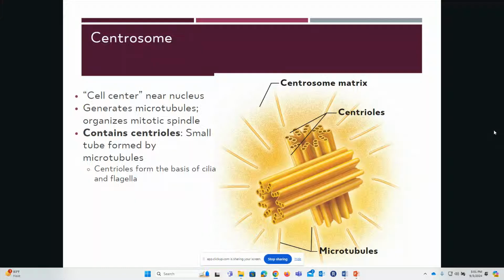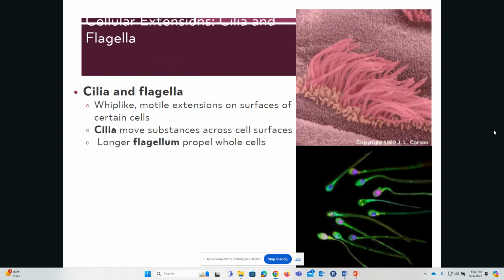What makes microtubules, though, since they're so important? Well, microtubules are made by centrioles. Centrioles are found in an area close to the nucleus called the centrosome. There's generally two centrioles in a non-dividing cell. So again, the centrioles in the centrosome make the microtubules. But centrioles also form the basis of structure for cilia and flagella. And cilia are shorter than a flagella.